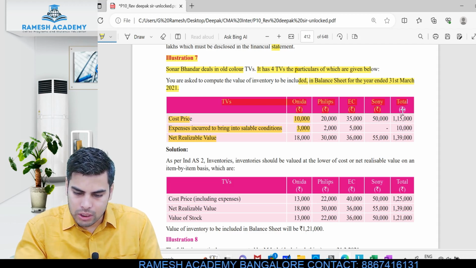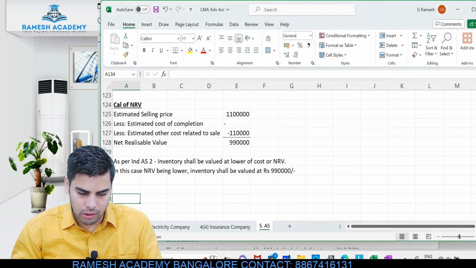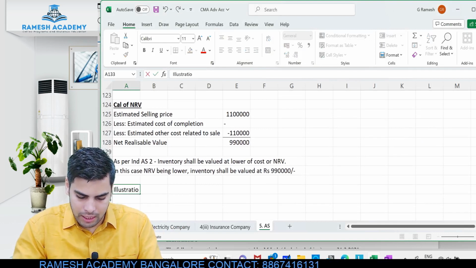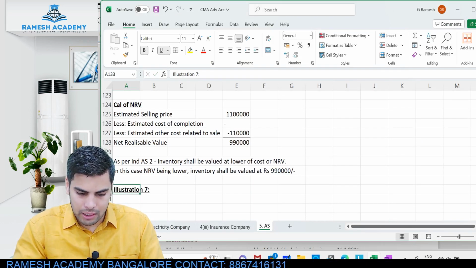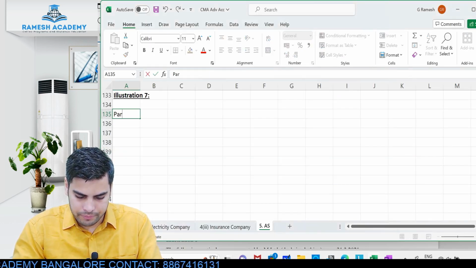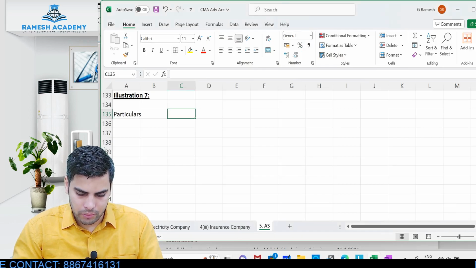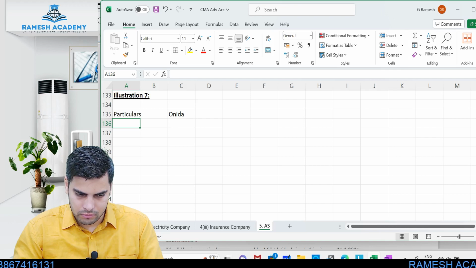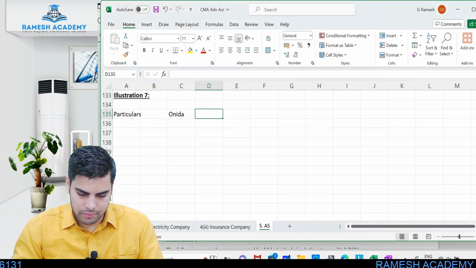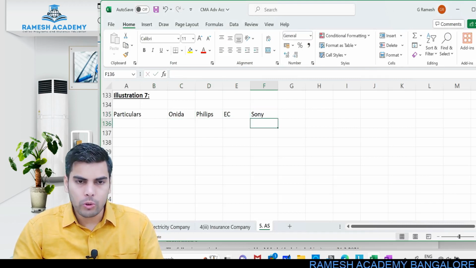And will we be focusing on this total? No. Although they give us the total, we'll not be focusing on this particular total. Okay, so let me just quickly show you guys the calculation. Very simple thing, guys. So when it comes to cost, particulars, we have got Onida, Philips, EC and Sony. Don't consider the total.